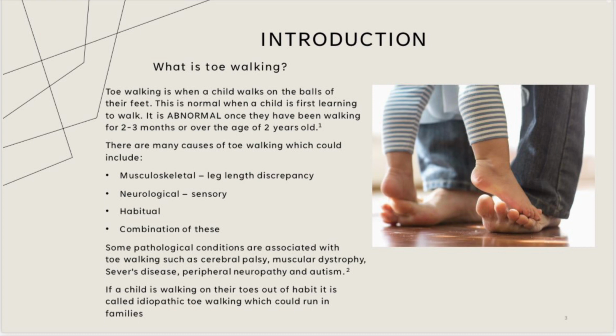There are 3 different causes for toe walking, which include musculoskeletal, which could be due to a leg length discrepancy, neurological, which could be due to a sensory issue, or habitual, which is also called idiopathic toe walking, or a combination of these. There are also some pathological conditions which are associated with toe walking, such as cerebral palsy, Sever's disease, peripheral neuropathy, and autism spectrum disorder, as well as different muscular dystrophies.